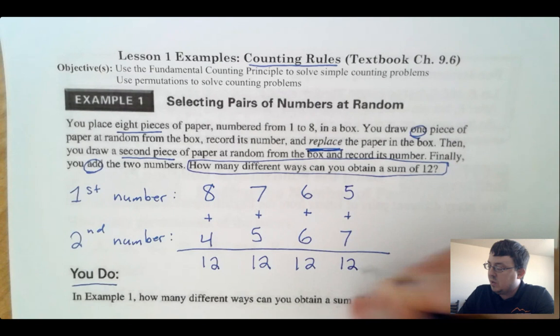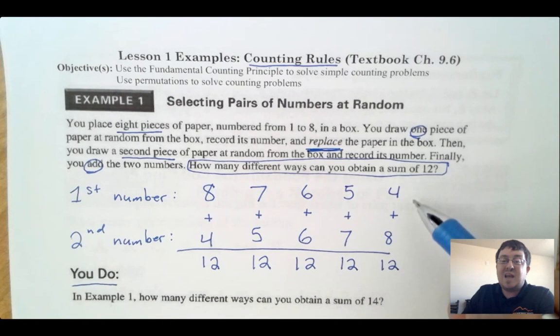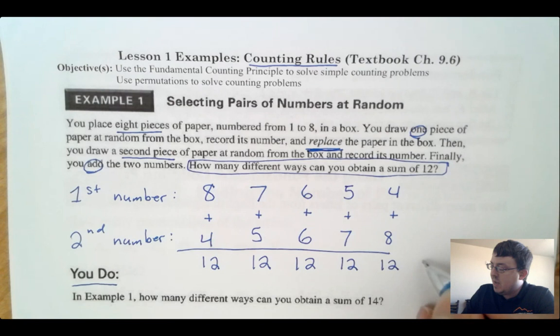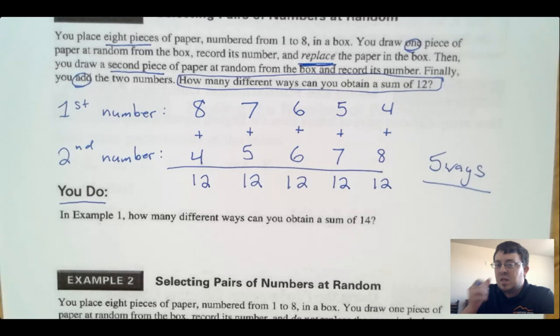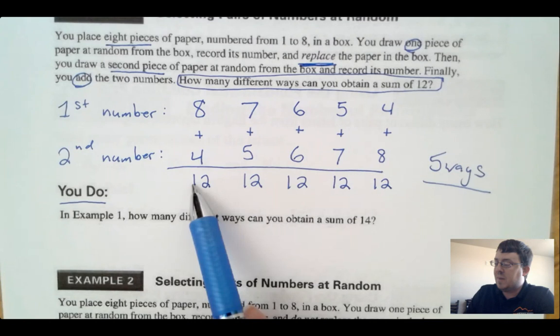I can't keep going, because if I drew a 3 first, I'd have to draw a 9, which is not in the box. So there are 5 different ways for this to happen. Let me move that up so you can see it better. There are 5 different ways for me to have this happen where I get a sum of 12 by picking out 2 pieces of paper.